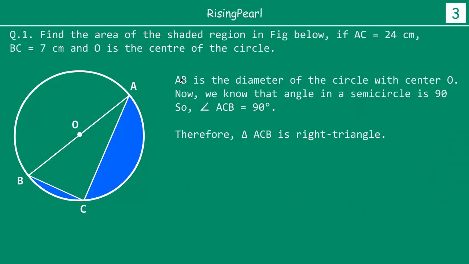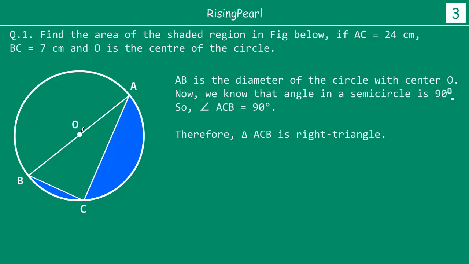So here we note that AB is a diameter of the circle with center O. Now remember, we know that an angle in a semicircle is 90 degrees. Any angle inside a semicircle is 90 degrees. Now this is something, friends, this is a theorem that we have learnt in our earlier grade. So I'm going to provide that video link below for your quick reference.